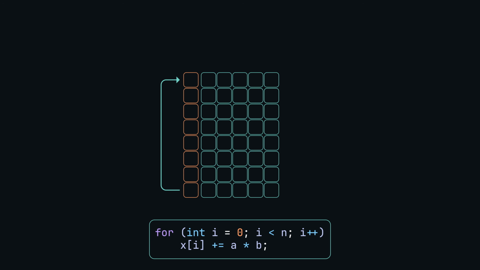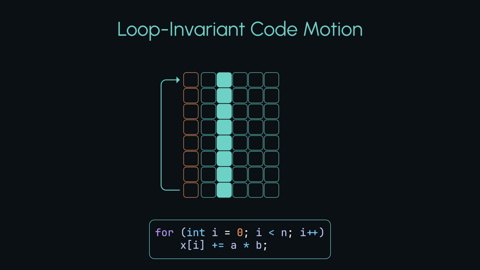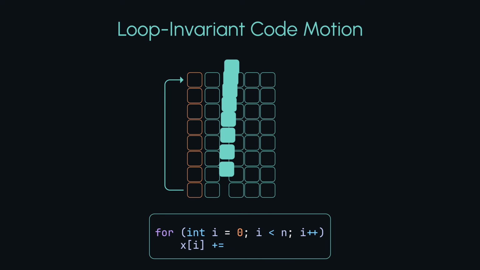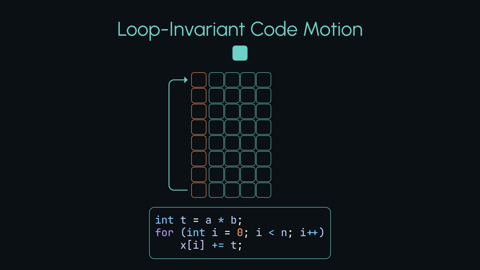Programs spend most of their time inside some loop, so this is where shaving instructions really pays off. Let's go over a few classic transformations. Say there's an expression inside a loop that doesn't depend on anything that changes per iteration. It just gets recomputed every time with the same result. We can hoist it out of the loop and compute it once, which is called loop invariant code motion.